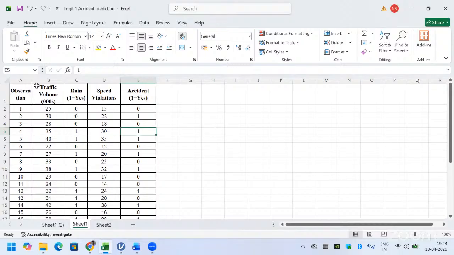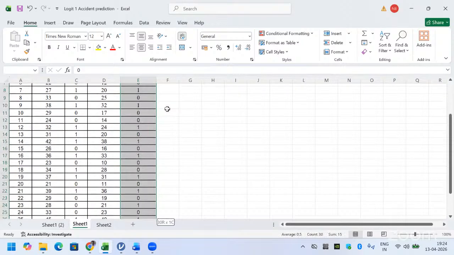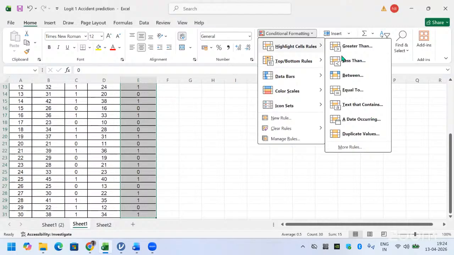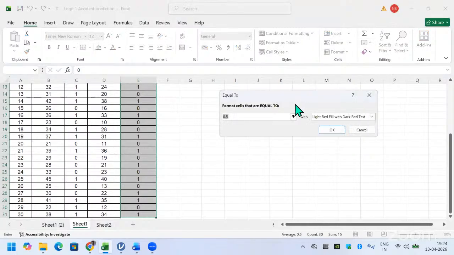I've taken 3 parameters. The first parameter is traffic volume, the second is rain, the third is speed violations, and then whether an accident happened. So what do we see when we look at accidents? If I highlight this data using conditional formatting, I try to highlight when the value is equal to 1.